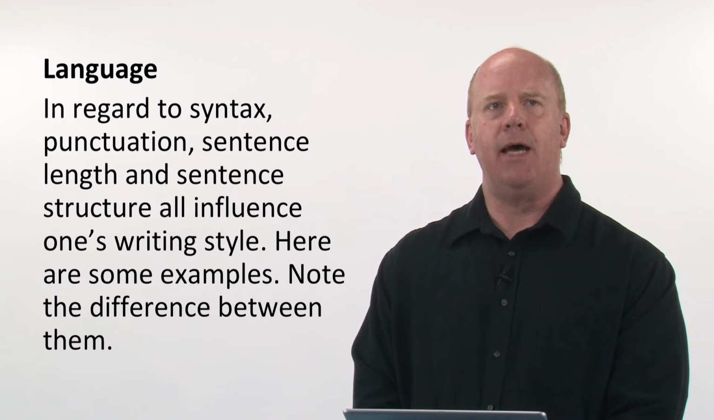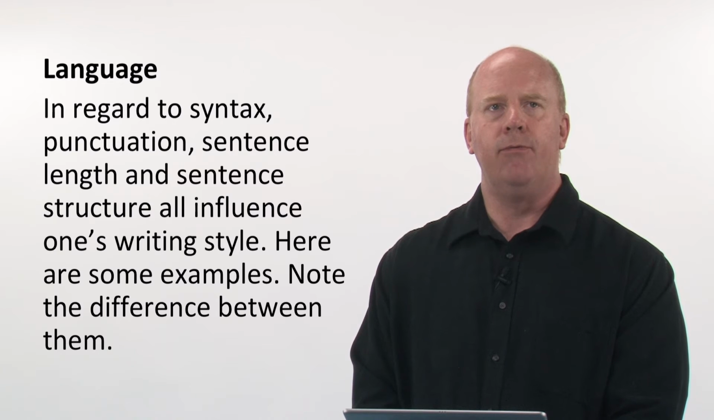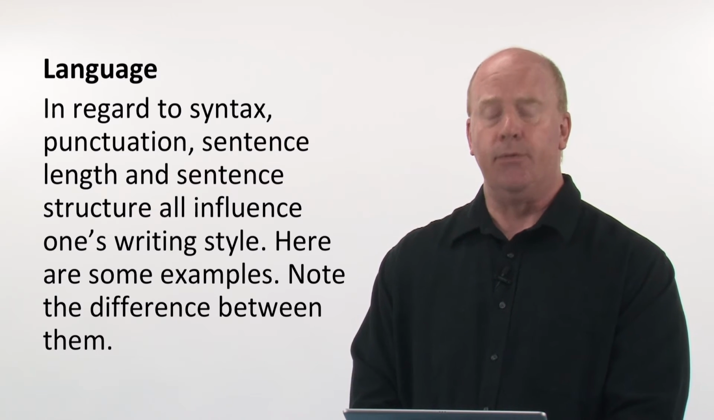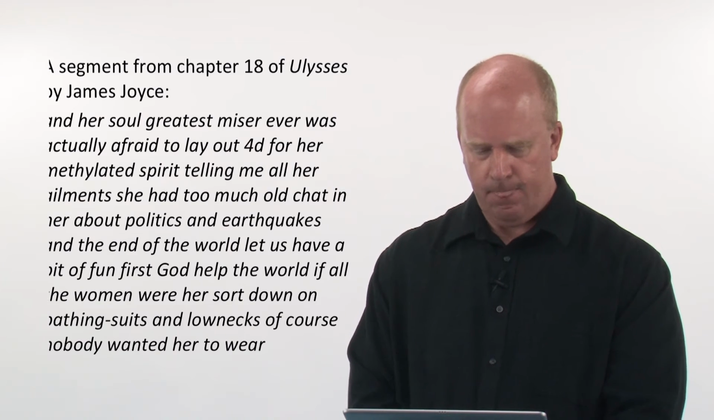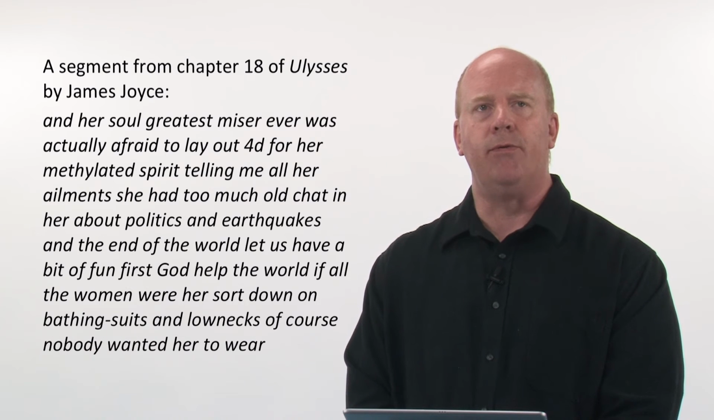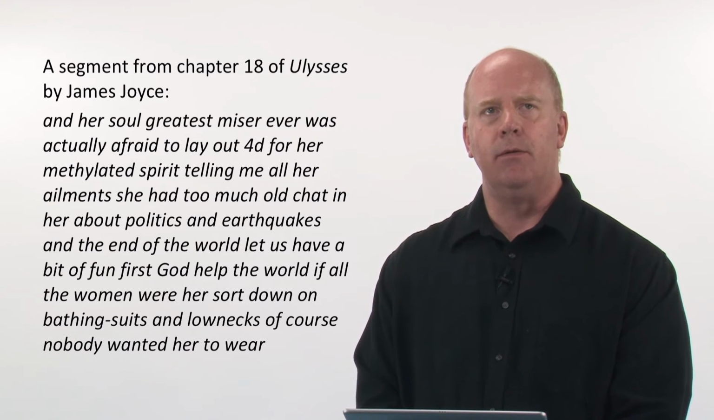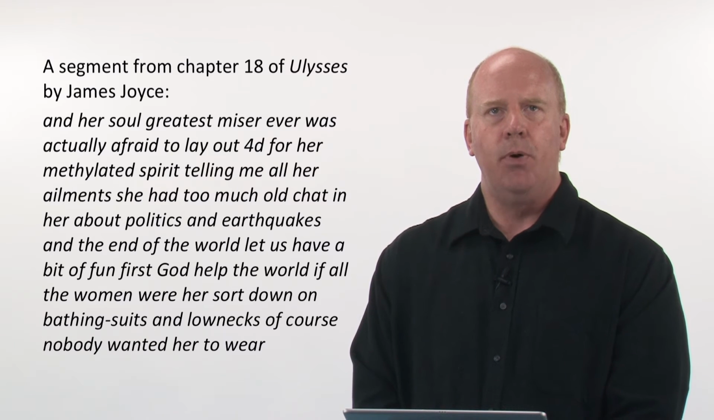So in regards to syntax, punctuation, sentence length, and sentence structure all influence one's writing style. Here are some examples. Note the difference between these. Here's a segment from chapter 18 of Ulysses by James Joyce. Now, I'm not going to read the whole thing, but basically you can see here that there are no periods. There's no punctuation at all.